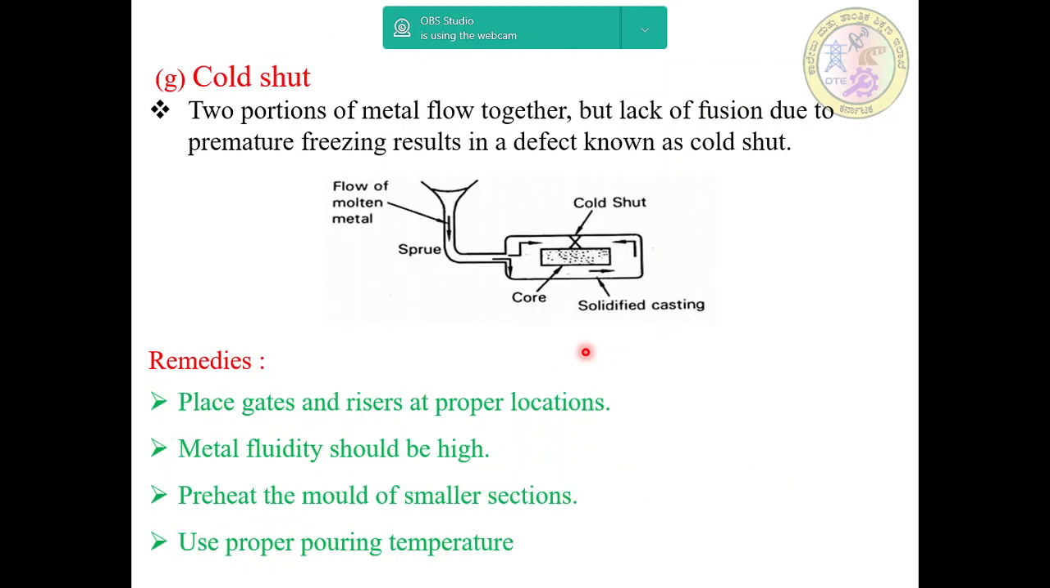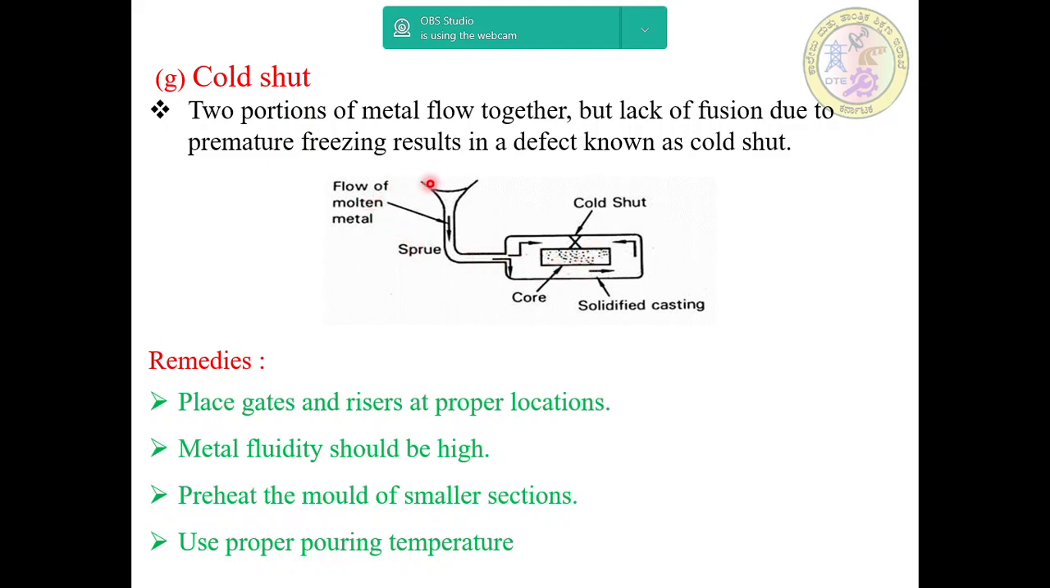And then cold shut. Here two portions of metal flow together, but lack of fusion due to premature freezing results in a defect known as cold shut. And here the figure shows the cold shut defect.